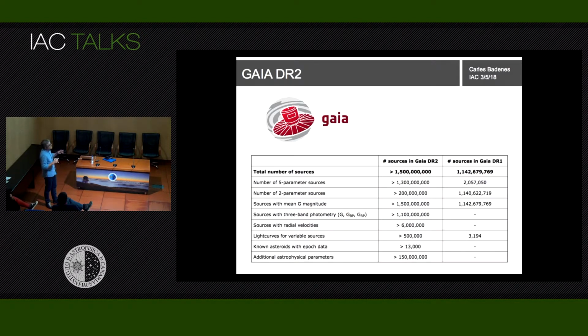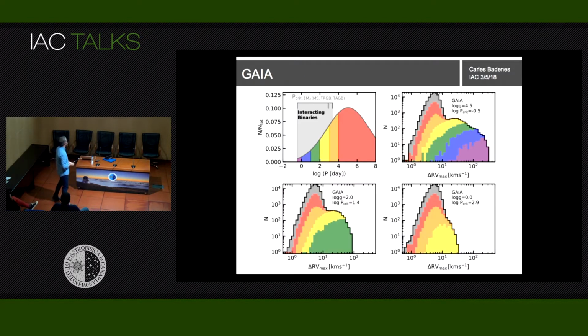Of course, Gaia is going to be amazing in this field because it adds another component. Now we're going to have distances for many of these systems. And also photometry, though the photometry and the radial velocities for Gaia are not going to be released until later.